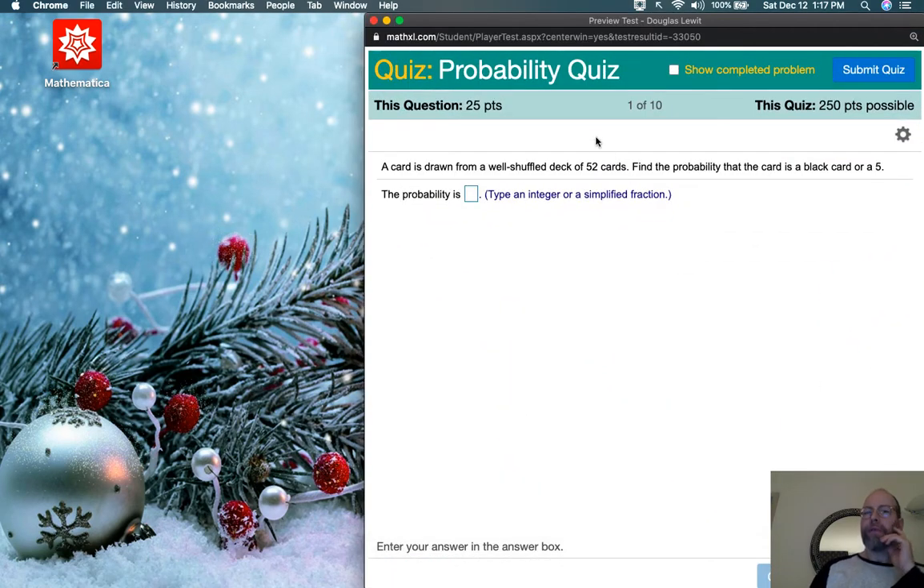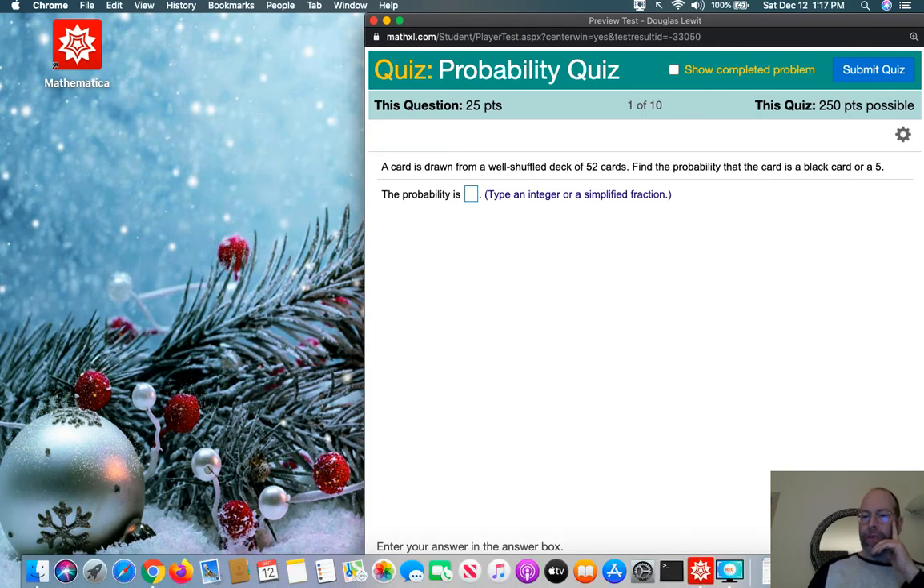Okay, so let's go over your probability quiz. I would like to go over the probability quiz and maybe two or three, maybe four problems from your probability test. But I'm not going to go over the entire test. However, I will go over the entire quiz, and hopefully this will help prepare you for your quiz and your test.